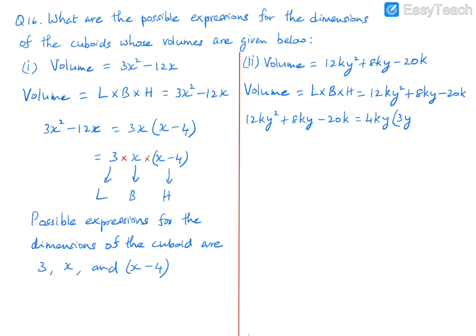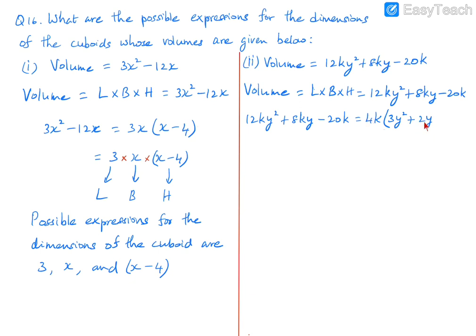No, we can't take the y outside actually, because the last term does not have a k. So let me make that correction here. So we can take only the 4k as the common factor. So when we take 4k as the common factor, we will have 3y square inside, so 4k into 3y square. So 4k into 3y square is 12ky square, and plus 8ky, so that will be plus 2y.